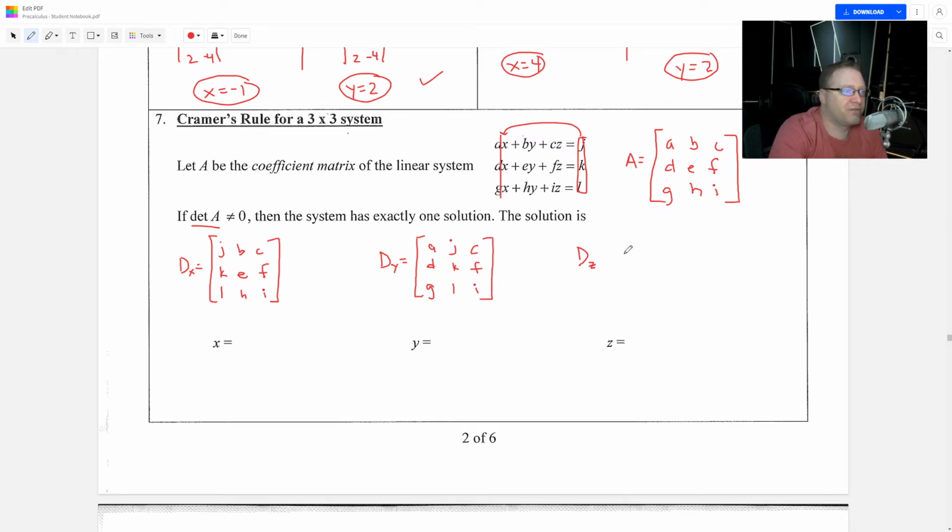Finally, our dz is going to be done the same way. We're going to keep everything in the first two columns, so this is going to be a, b, d, e, and g, h. But then our last column, we're going to take away these z's and put in the j, k, l.